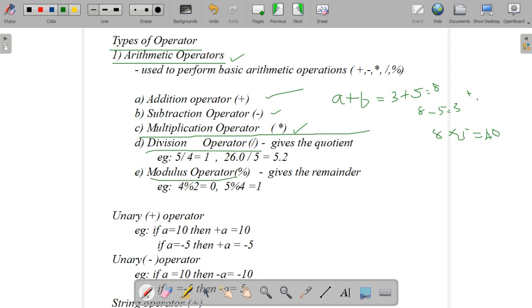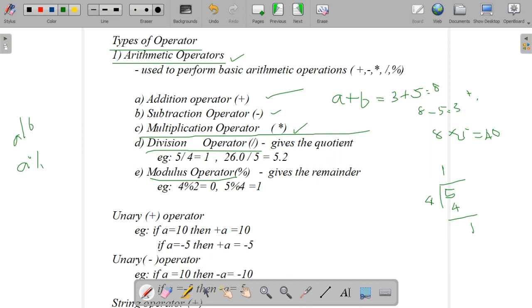Here you should be careful about the division operator and the modulus operator. Division means it will give the quotient. That is 5 divided by 4. We will get the quotient. How many times? One time, isn't it? So we will get the quotient. So when we are using the division operator, a divided by b, we should write the quotient.